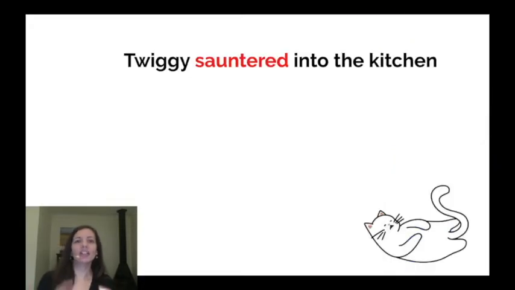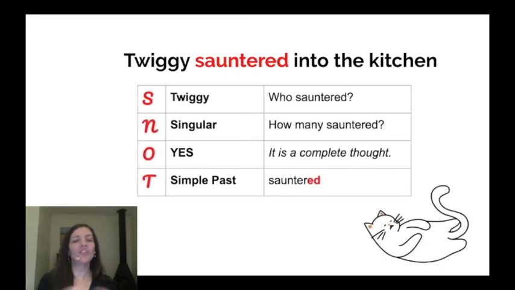The example: Twiggy sauntered into the kitchen. Let's look for the verb, and it's been put in red for you. It is, of course, sauntered, isn't it? And if we test it against that, it fulfills it for us. It is our finite verb because I know who sauntered. It's Twiggy. I know that it's singular, and I know that it's in the past tense. And of course, it is a complete thought.